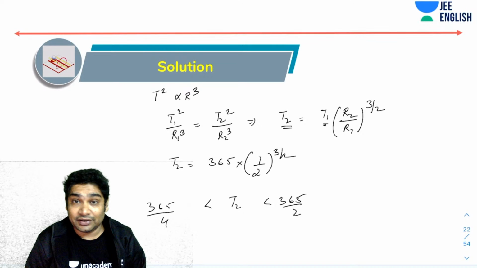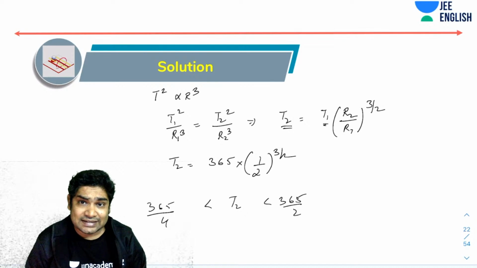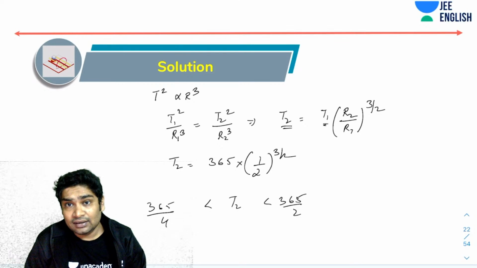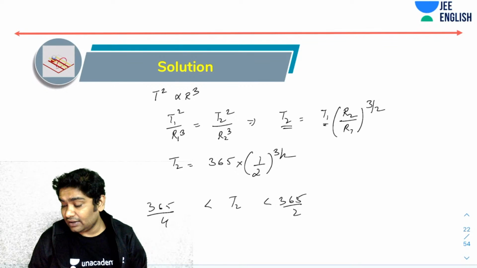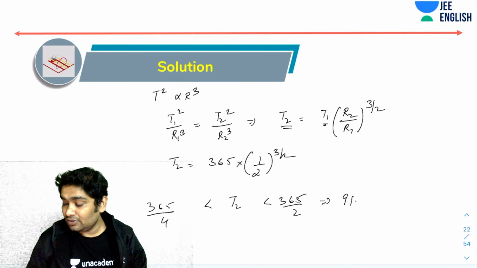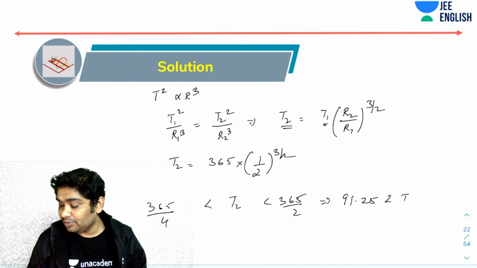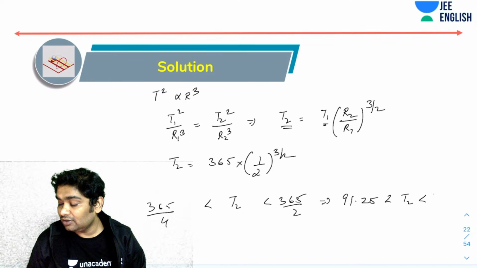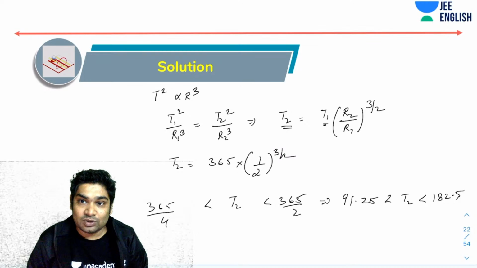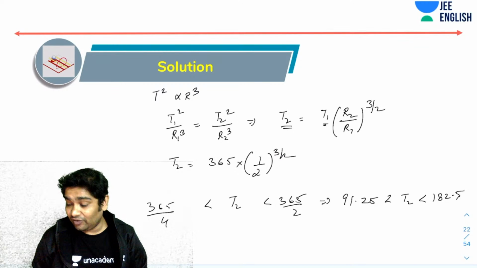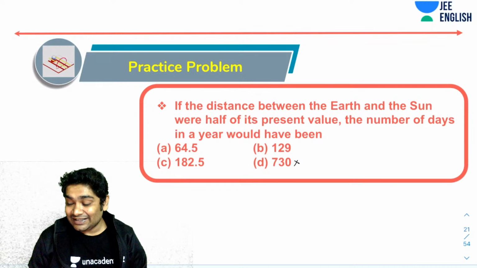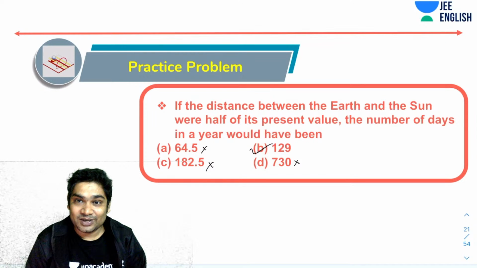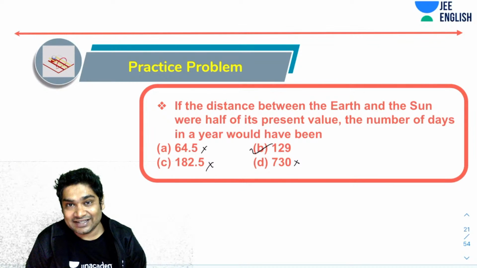That's the trick that you can use. 365 by 4, how much is that? That is 90 something, right? 91.25. So from here I can say that T2 should lie between 91.25 and less than 365 by 2, that will be 182.5. Agreed. So I got the range of T2. It has to lie between 91.25 and 182.5. So this cannot be the answer. This cannot be the answer. The only answer is option B. So yes, 129 is the correct answer.